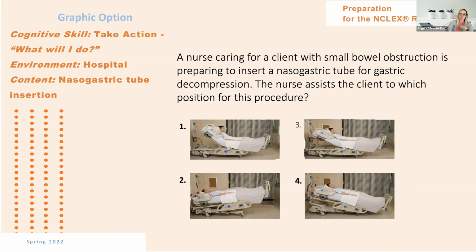Good job. And what you do want to do when you see these is try to determine what these different positions are, right? So, you know, you go through, okay, option number 1, that's a high Fowler's position. Number 2, you know, that's Trendelenburg, semi-Fowler's, reverse Trendelenburg. If you're able to do that, that might help you.